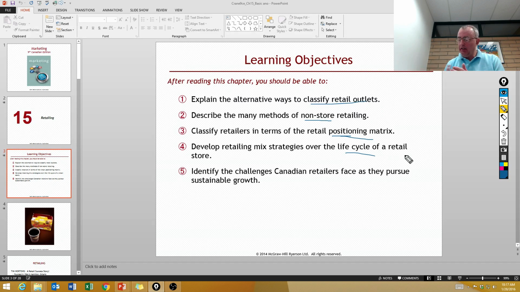And then we look at the concept of the life cycle applied to retailers rather than just to products that we saw back in, I think it was chapter 7. And then the final section of this chapter looks at these challenges faced by contemporary retailers, not just in Canada, but in other Western countries as well. Okay, so let's just move on.